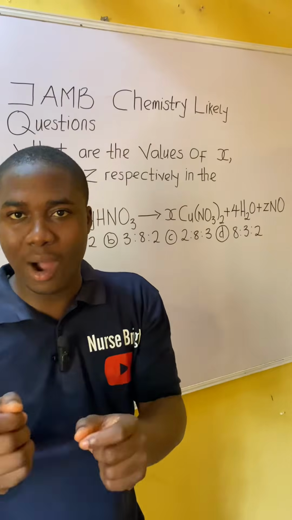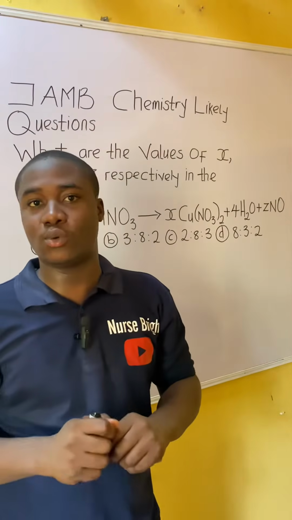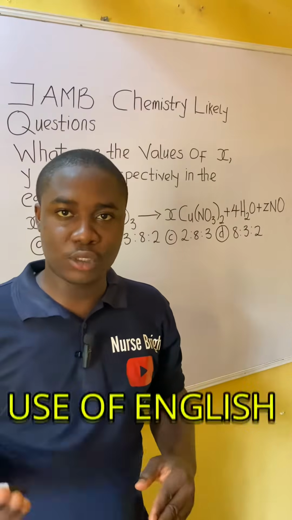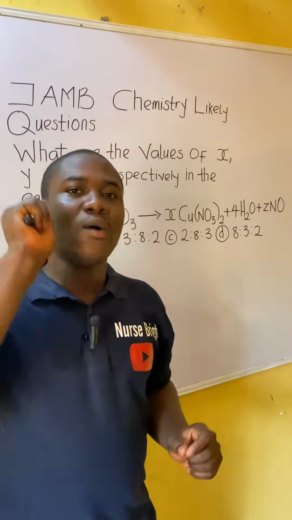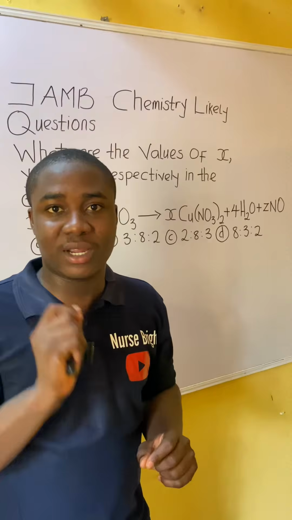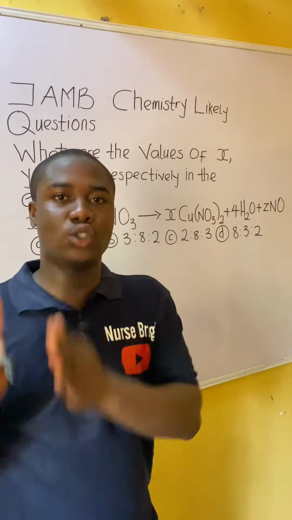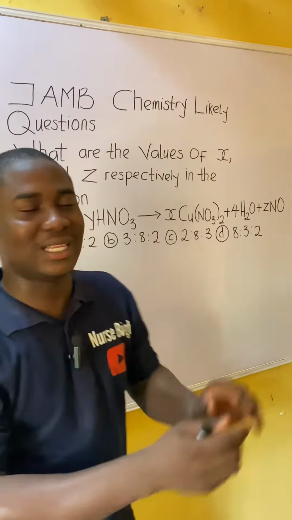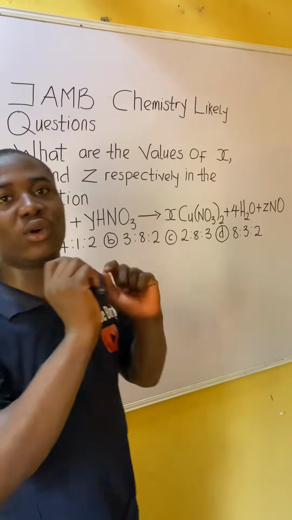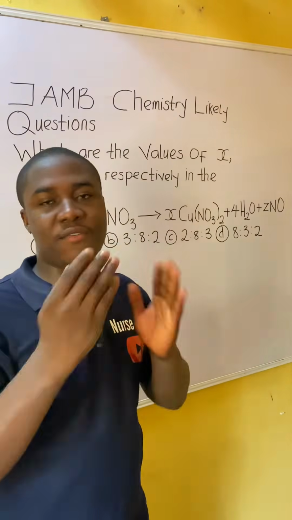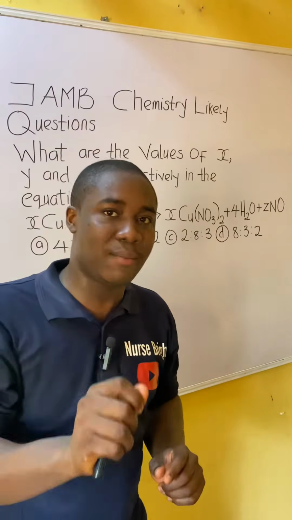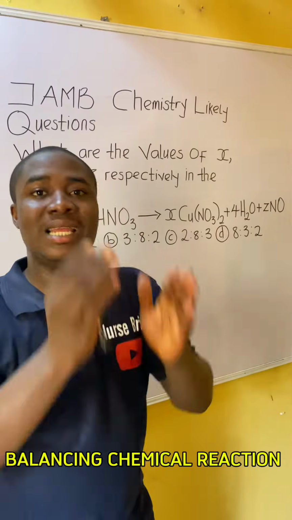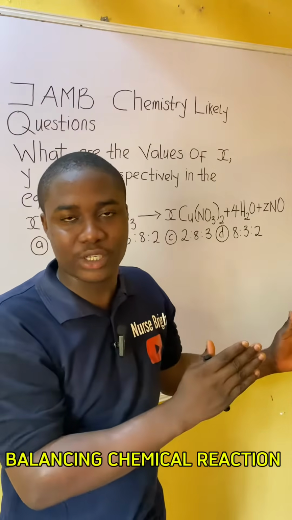Before we go ahead to solve any practice question, be it in chemistry, biology, physics, Use of English or mathematics, we have to know specifically the topic to which that question belongs. And from the look of things, this particular question on the board is on a very important aspect of chemistry, and it is simply called balancing chemical reactions.